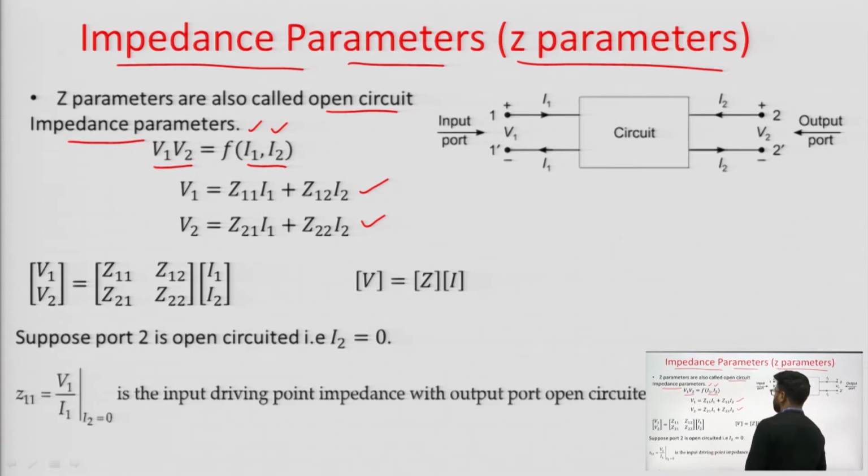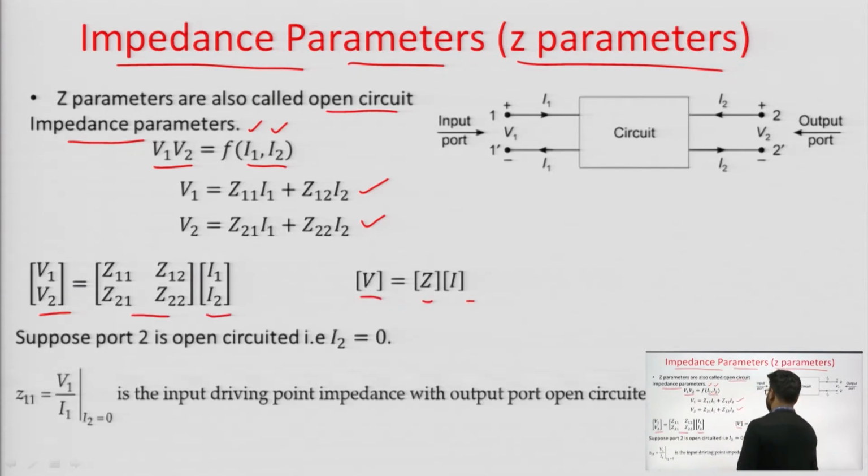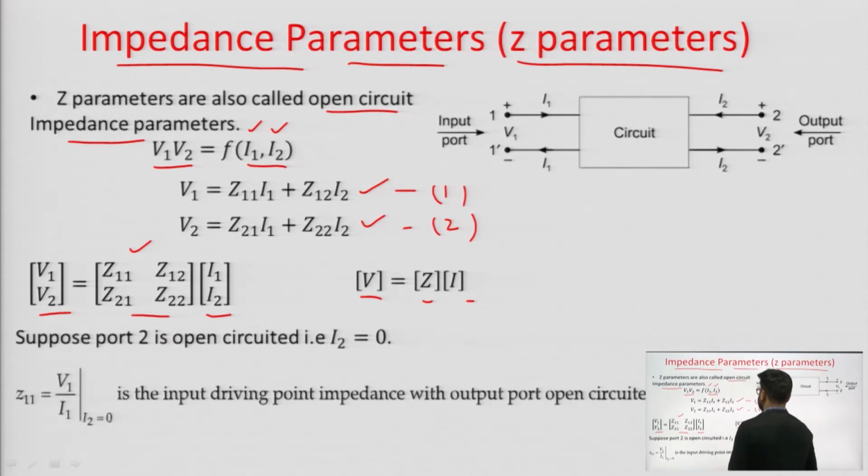We can also write this in matrix form as V equals Z into I, where Z is a 2 cross 2 matrix of all the parameters. To find the value of the Z parameters, if this is equation 1 and this is equation 2, we put I2 equals 0 in equations 1 and 2, and we will obtain the values of Z11 and Z21.